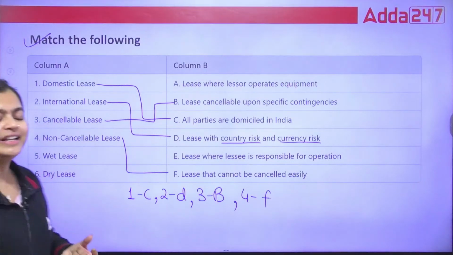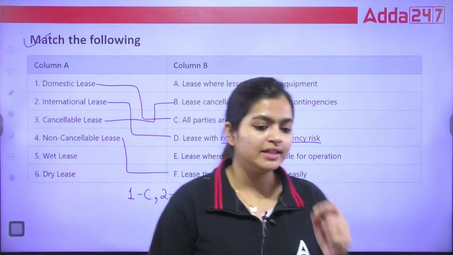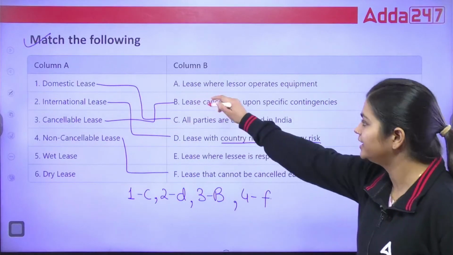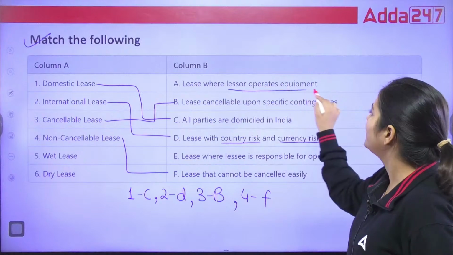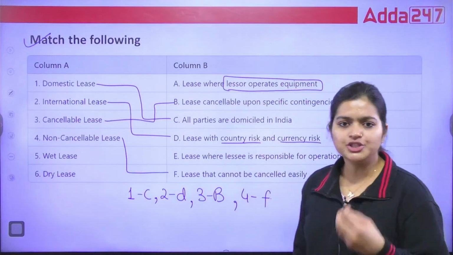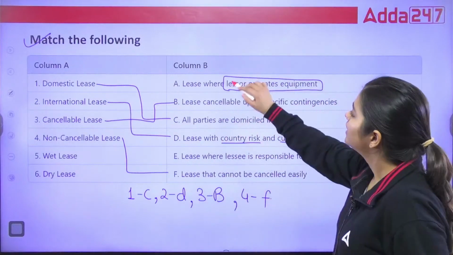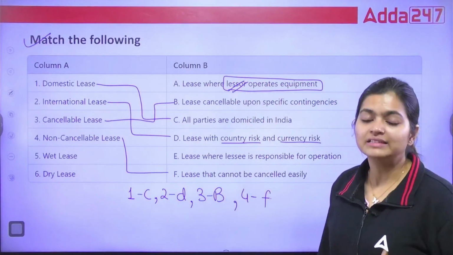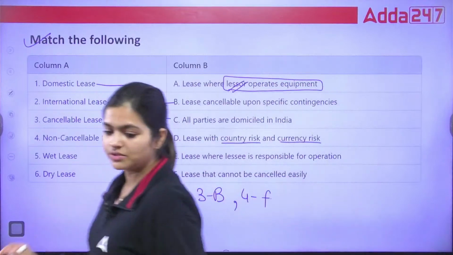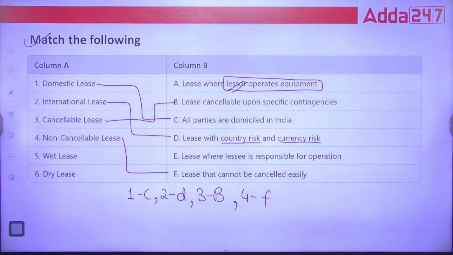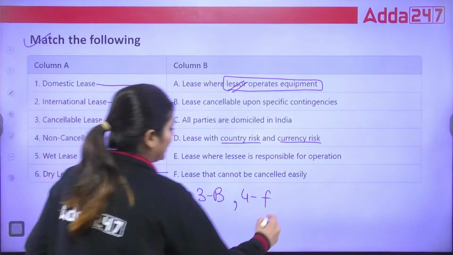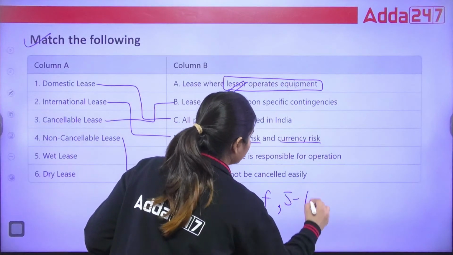Now tell me, wet lease and dry lease. Under a wet lease, your lessor operates the equipment. All your insurance payments, all the risk and reward are actually taken care of by your lessor. That is your wet lease. So the fifth answer is your A.